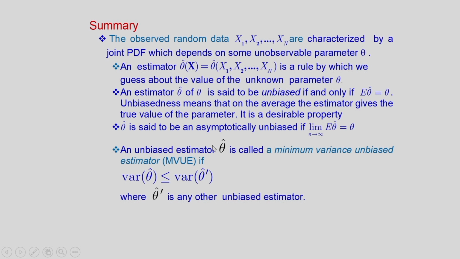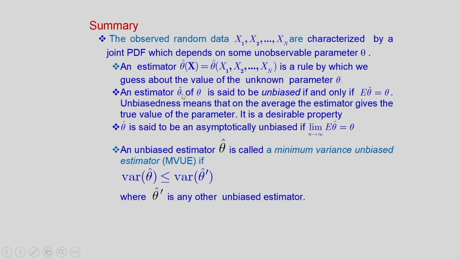Let us summarize. The observed random data x1, x2 up to xn are modeled as random variables and are characterized by a joint PDF which depends on some unobservable parameter theta. An estimator theta hat of x, equal to theta hat of x1, x2 up to xn, is a rule by which we guess the value of the unknown parameter theta.